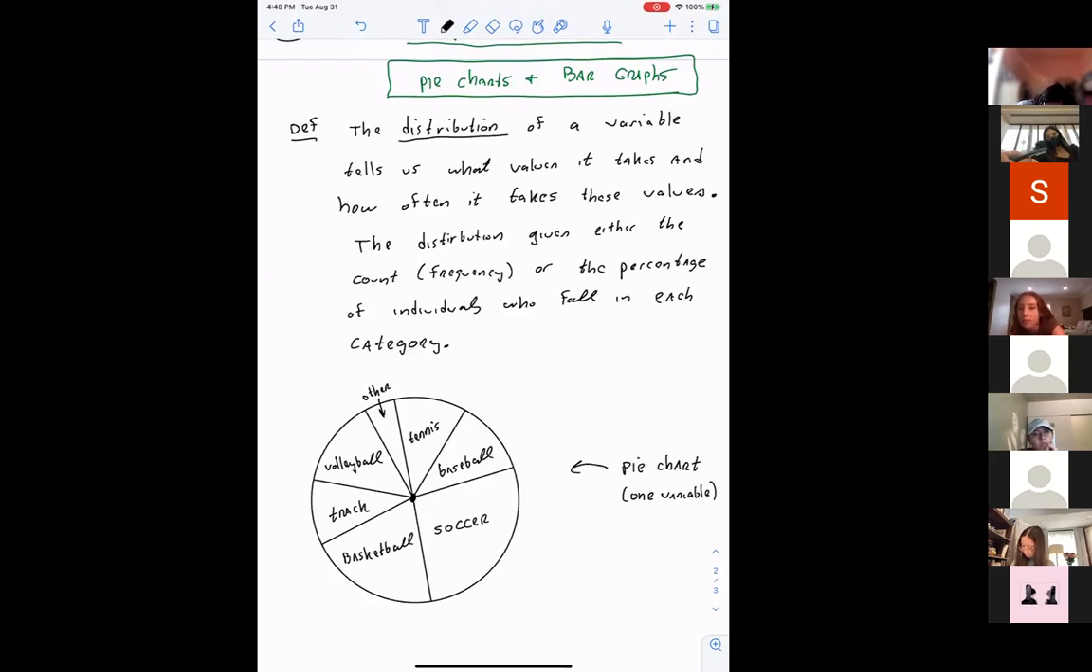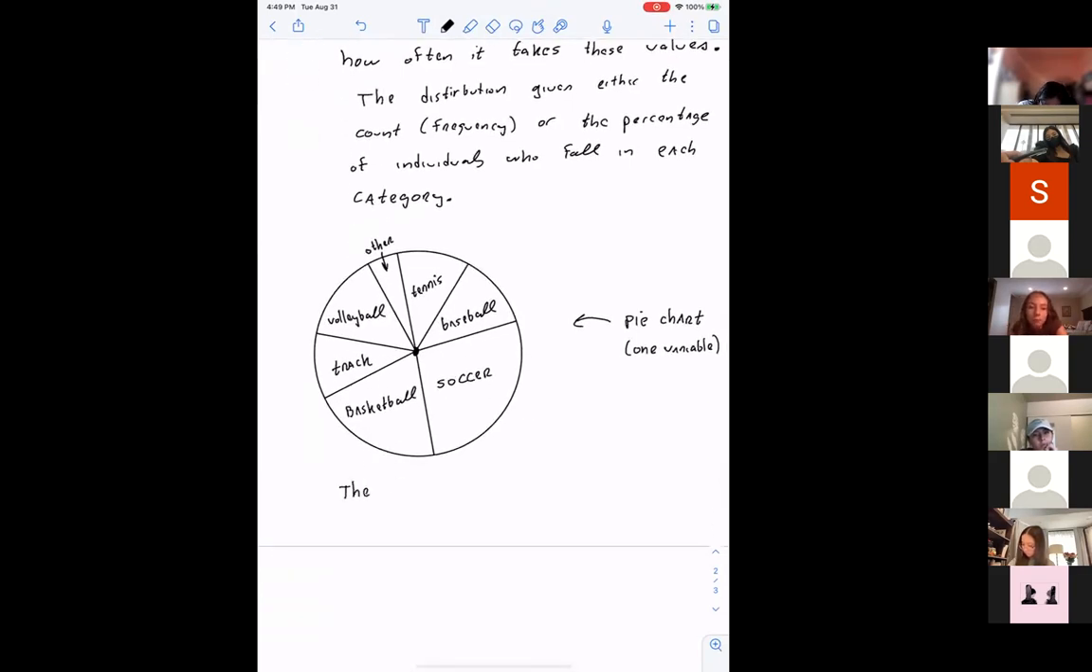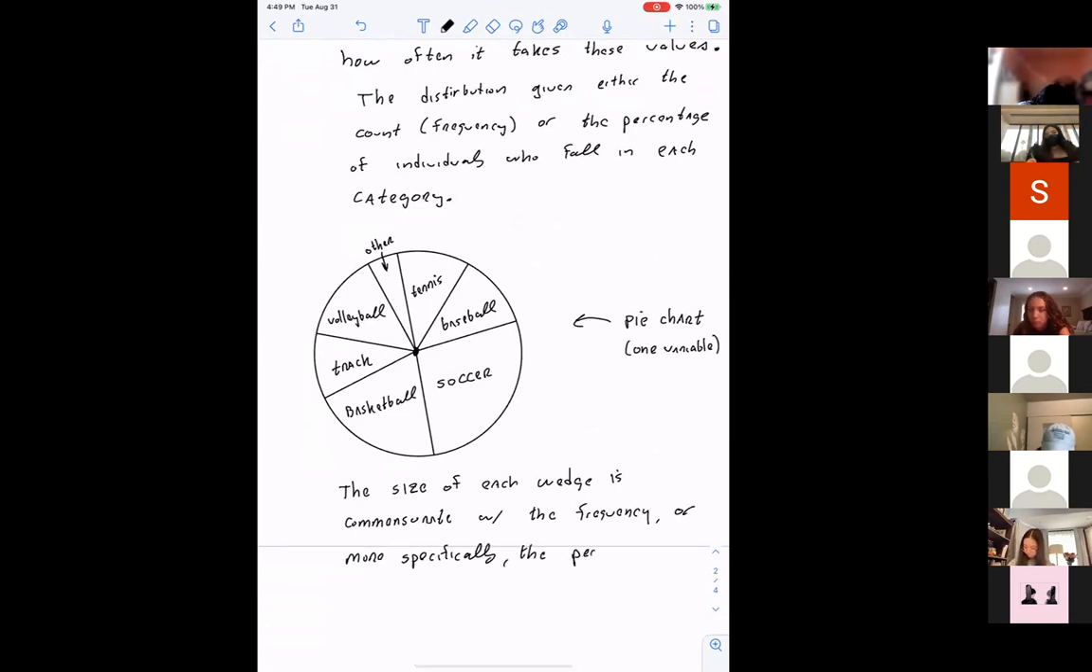By the number of people who said it was their favorite sport. Excellent. Right, so the size of each wedge is commensurate with the frequency, or more specifically, the percentage of each value the variable takes.